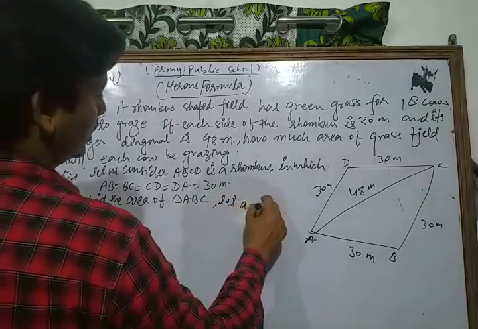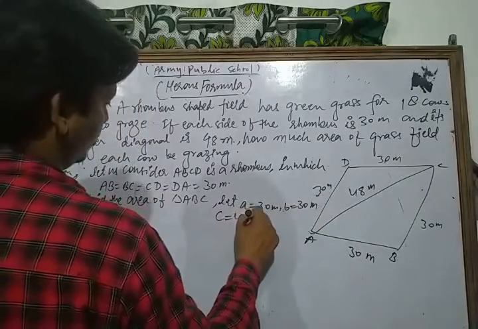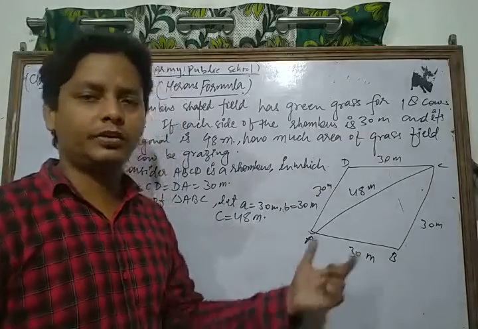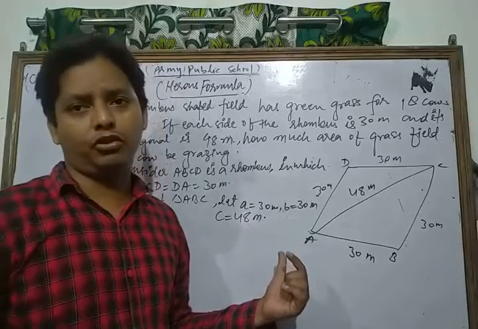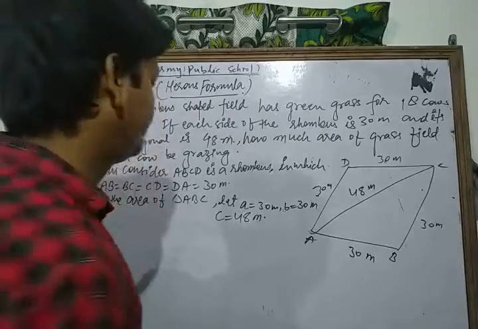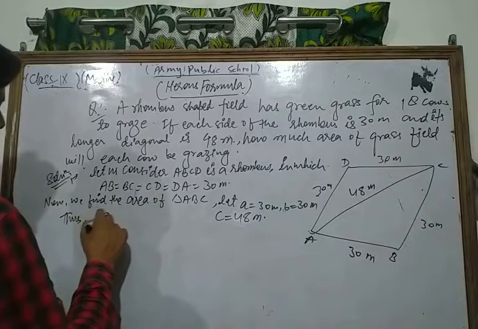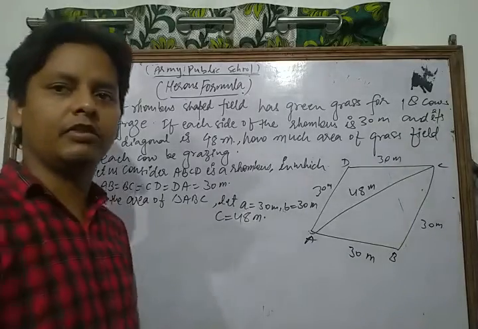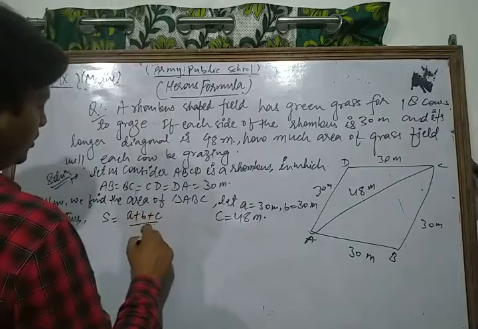Let A is equal to 30 meter, B is equal to 30 meter and C is equal to 48 meter. Let us take all the sides of that triangle ABC: A 30, B 30 and C 48. Now we apply Heron's formula for finding the area of triangle ABC. First of all, the value of S, which is the semi perimeter, is A plus B plus C upon 2.